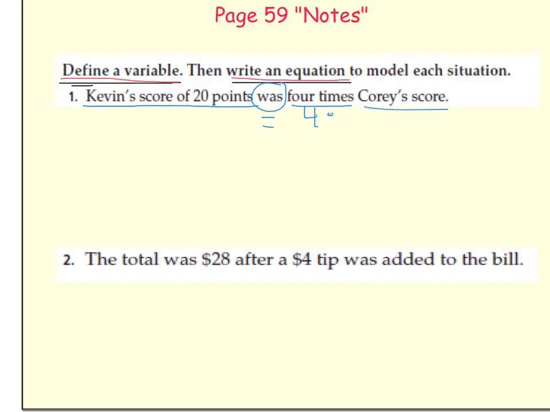Corey's score. So right now it looks like we have 20. We have our equals, we have 4 times. The only thing we don't know is Corey's score. So I'm going to represent that with C. So my equation here then could be 20 was 4 times Corey's score. That was me defining the variable.